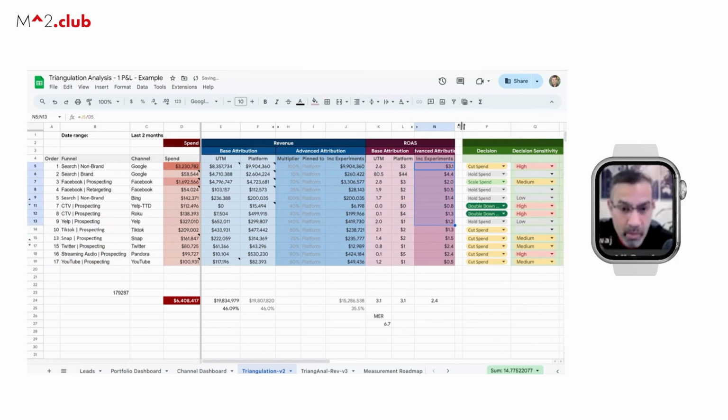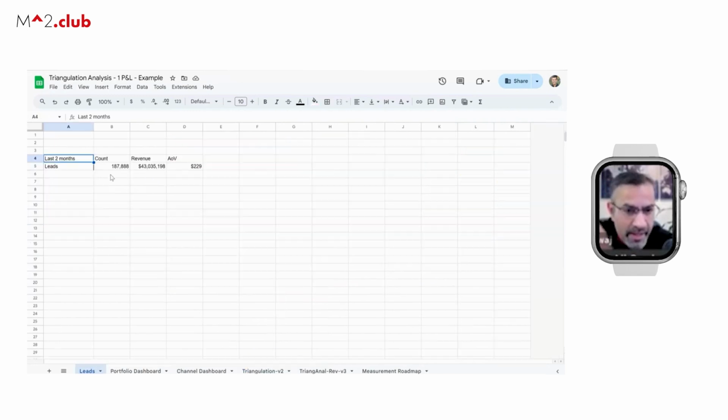This is the one P&L framework, as we call it. There's just one P&L here, okay? Then we make some mock decisions and say, if I believe these numbers, where am I finding the most obvious decisions I would make? Imagine, as we talked about in yesterday's class, he's managing to a 3 ROAS here. So all of this, he's trying to manage to an overall 3 ROAS. In this particular time period we looked at, there's 187,000 leads and about $43 million in revenue.